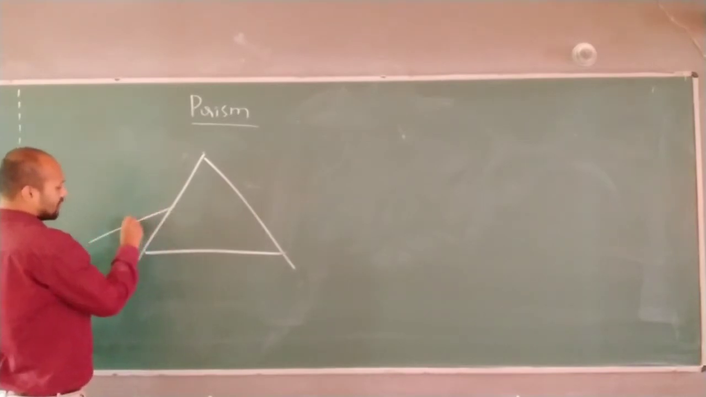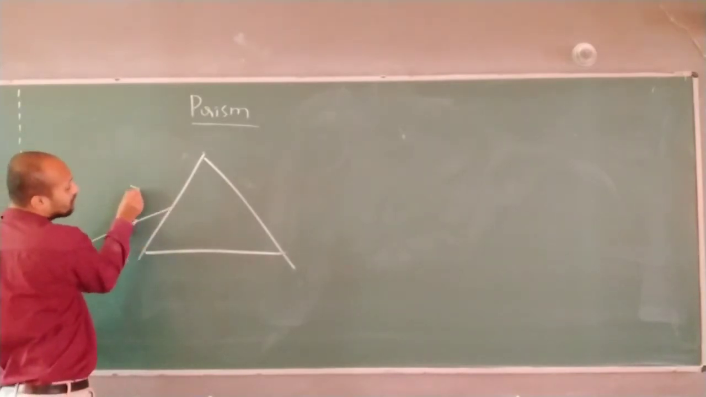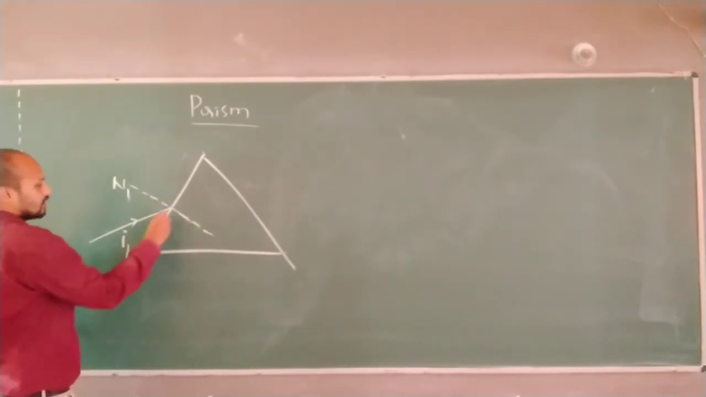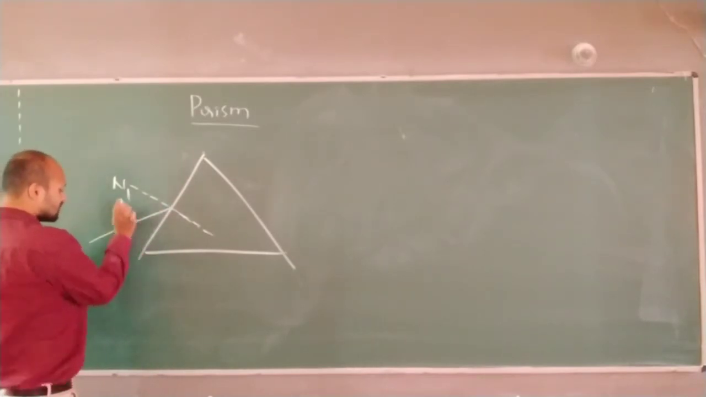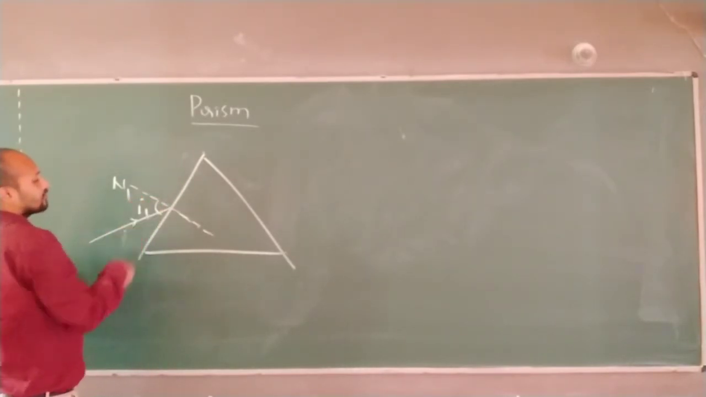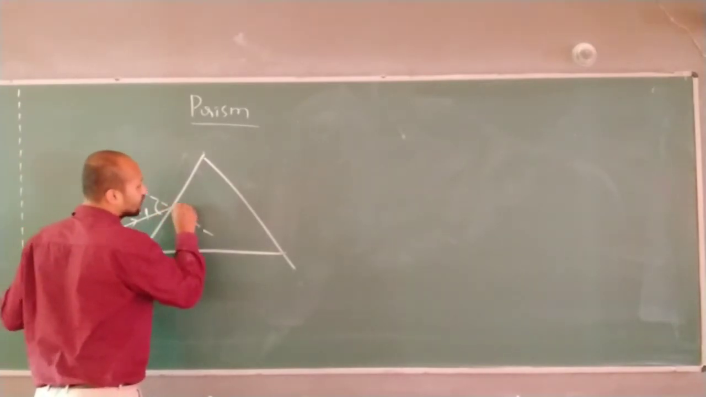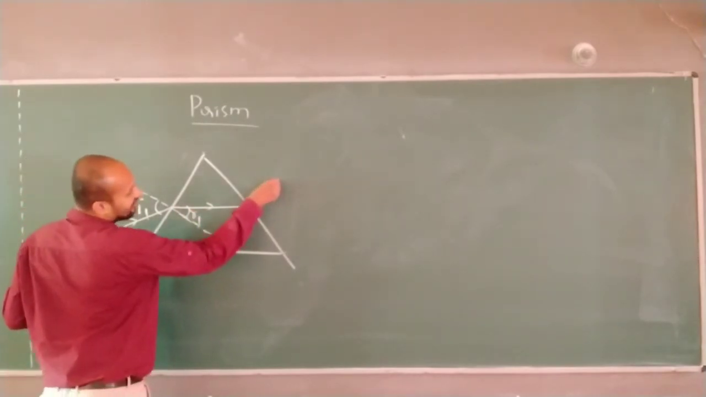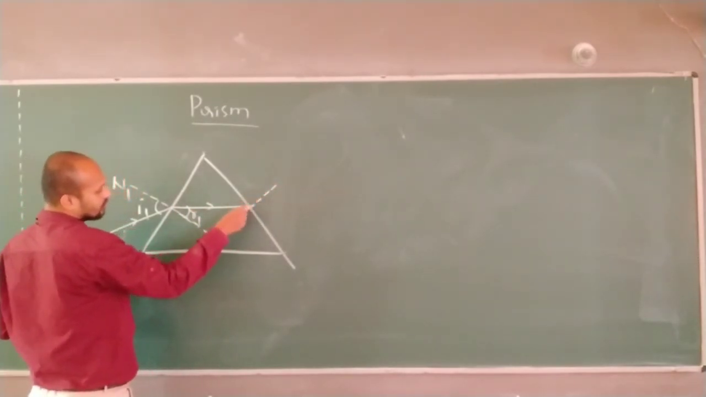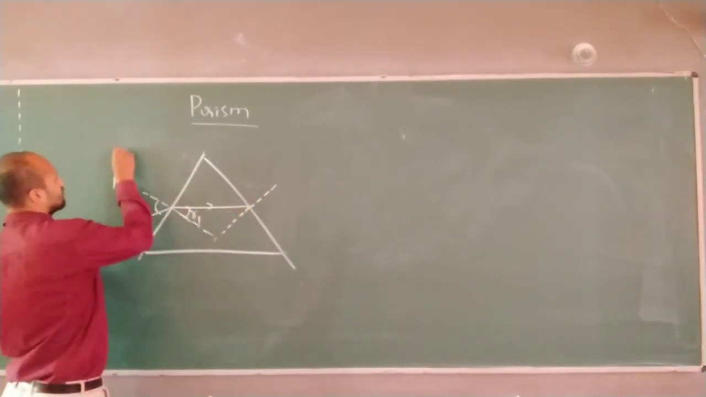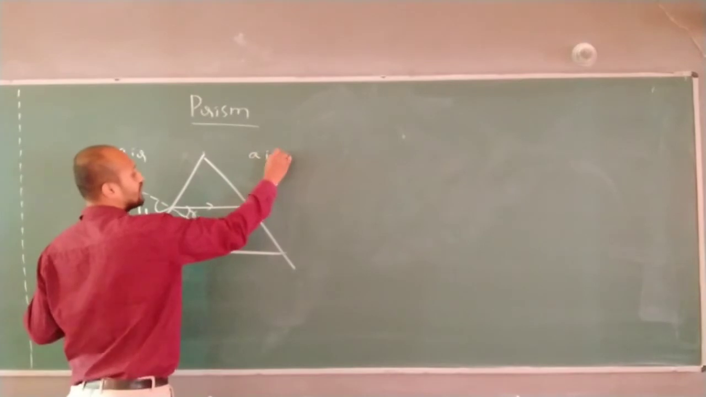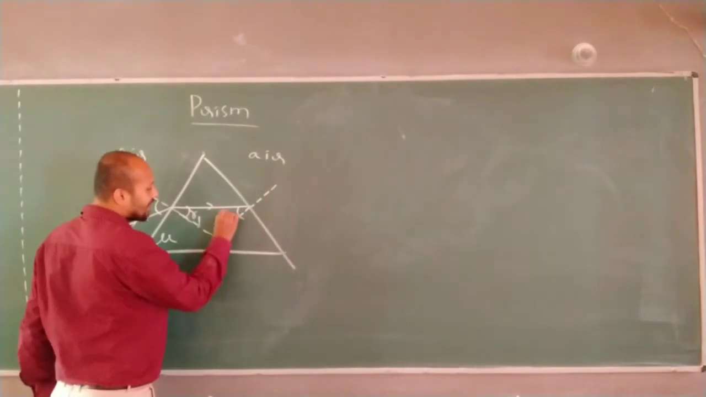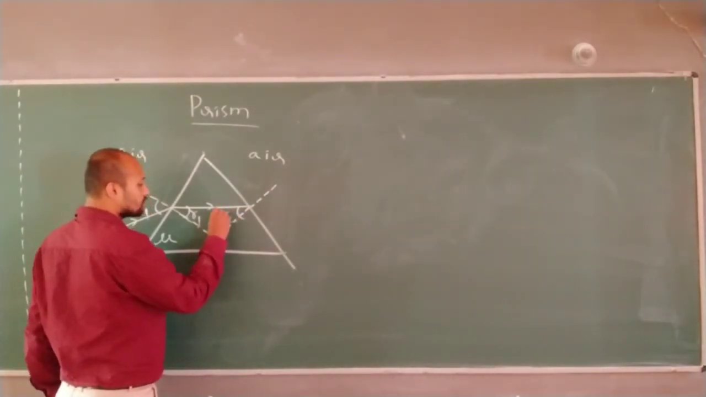Imagine one light ray is coming here. Let's say the angle of incidence is I1. Now think that this is a normal line, this is N1, and this angle is I1. This ray will get refracted like this. Let's say this is R1. Again here refraction will happen, because the medium is the same on both sides, here medium is mu.